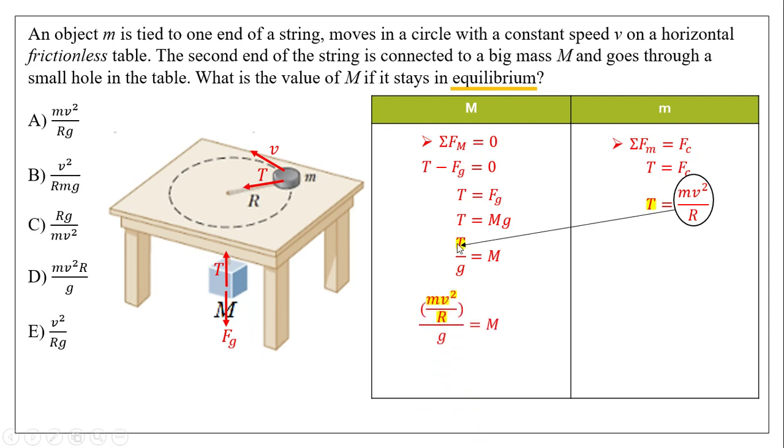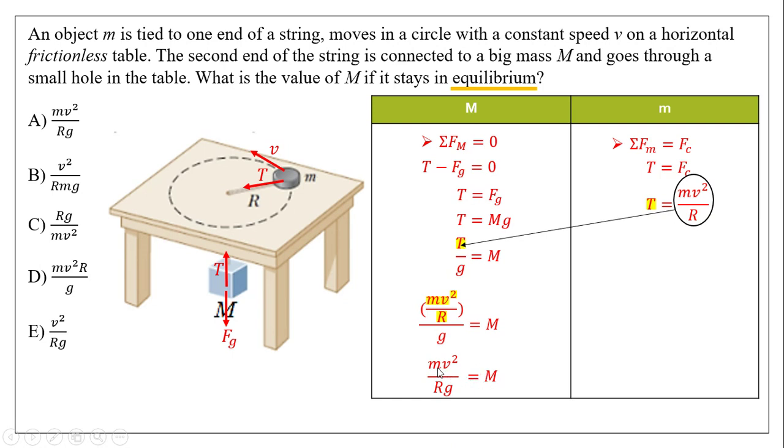So T here is in the numerator, so I'm going to use parentheses. I'm going to say that T is equal to little m v squared divided by capital R, divided by g. So here you have a fraction divided by a constant. Anytime you have a fraction divided by a constant, you would just simplify it by multiplying the two denominators. So therefore we have m v squared divided by R times g, and that is capital M.